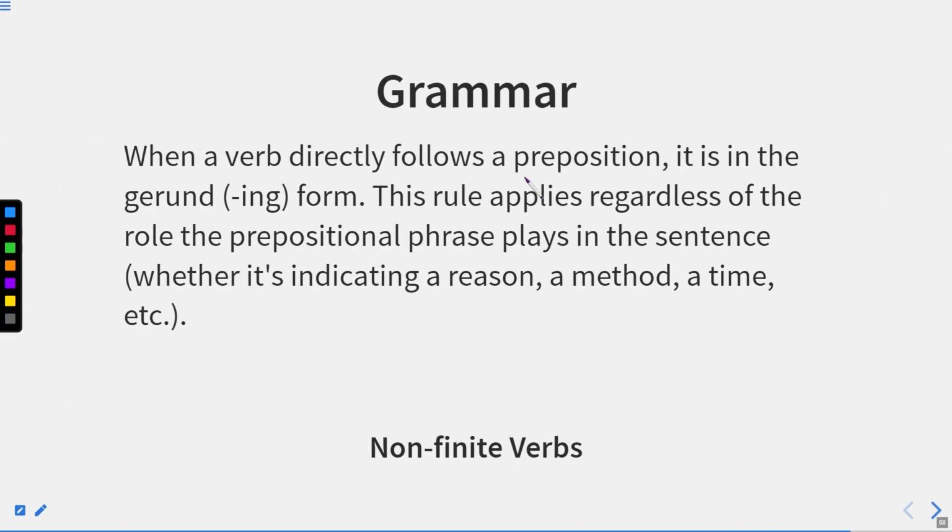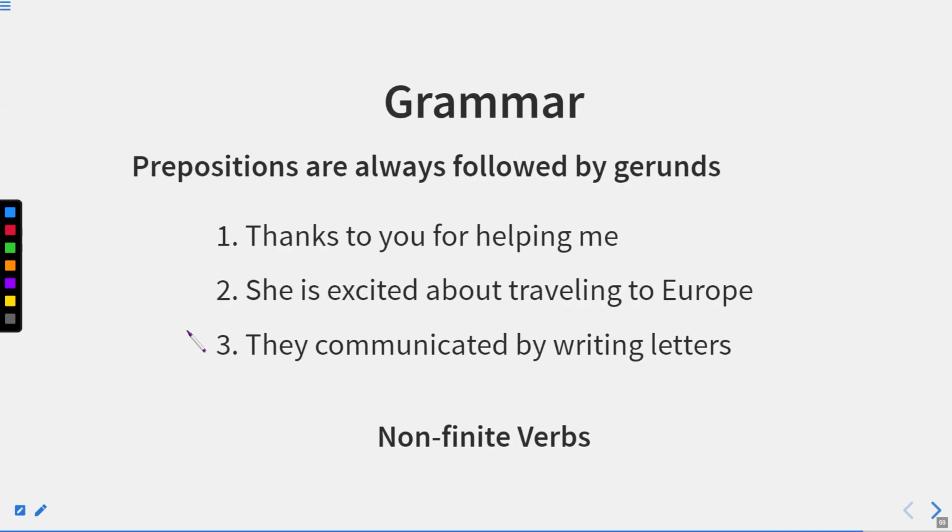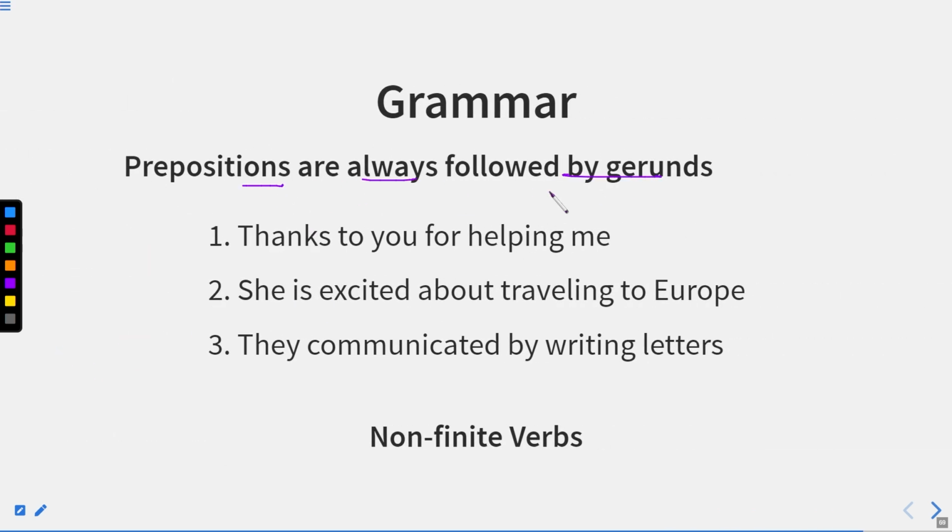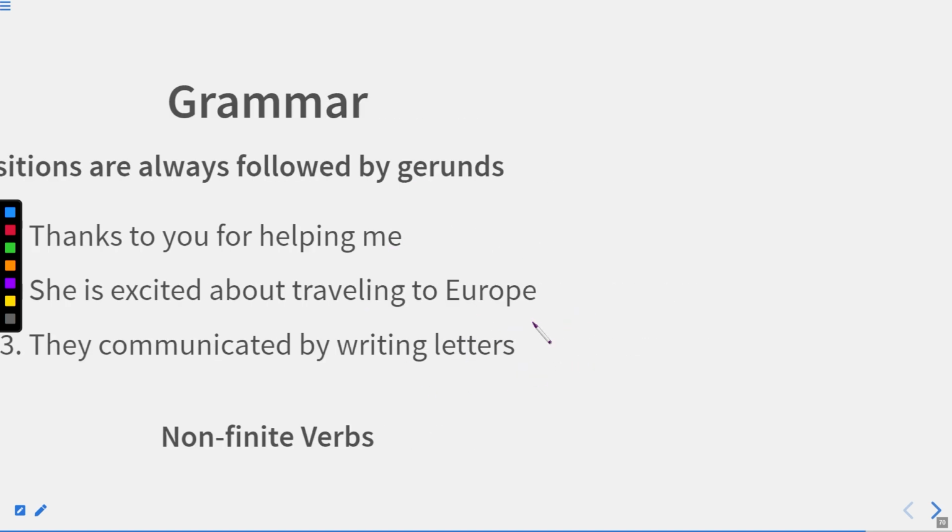When a verb directly follows a preposition, it is in the gerund ing form. The rule applies regardless of the role the prepositional phrase plays in the sentence, whether it is indicating a reason, a method, time, etc. So prepositions are always followed by gerunds, as I told you before as well. Thanks to you for helping me. So for is a preposition and helping is a gerund. She is excited about traveling to Europe. So about is a preposition, traveling is a gerund. They communicated by writing letters. So by is a preposition and writing is a gerund.